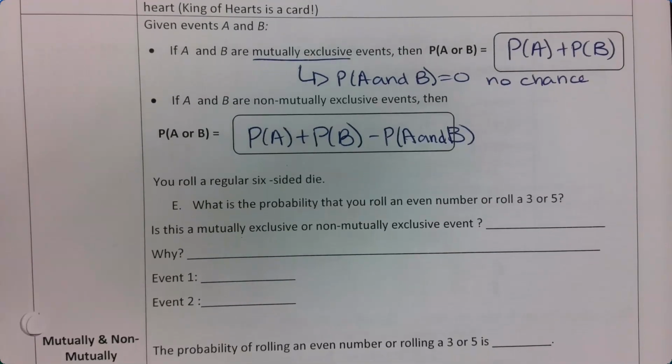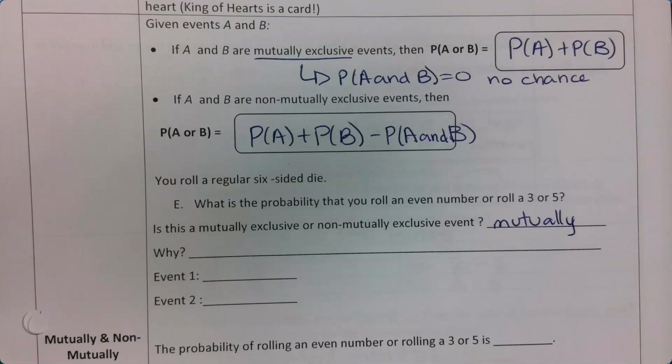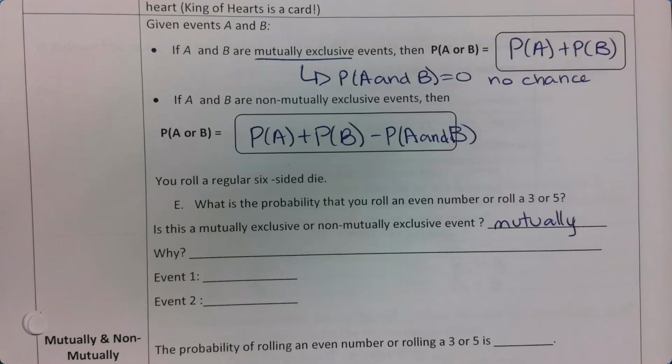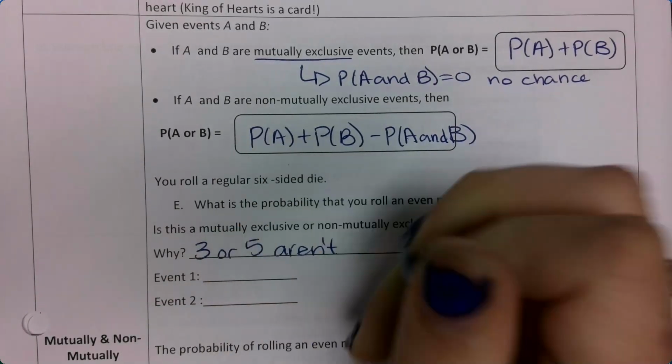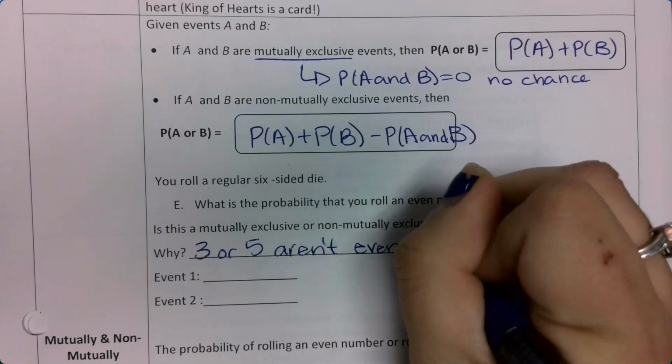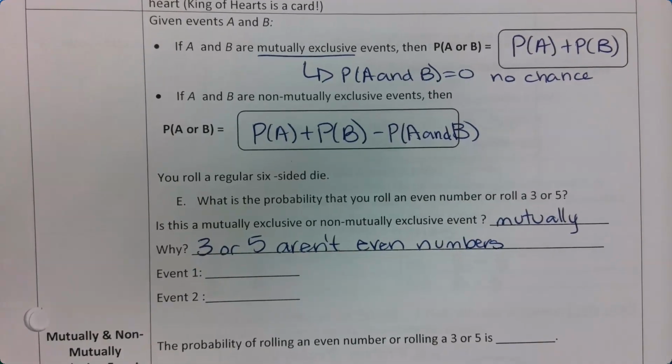Okay, so it says we roll a regular 6-sided dice. What's the probability I roll an even number, or a 3 or a 5? So is this mutually exclusive or non-mutually exclusive? Mutually exclusive. Why? You can only roll one number. And why can't it be even and 3 and 5 at the same time? 3 and 5 aren't even. So those can't happen at the same time.